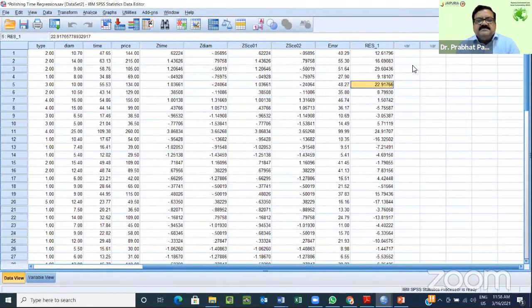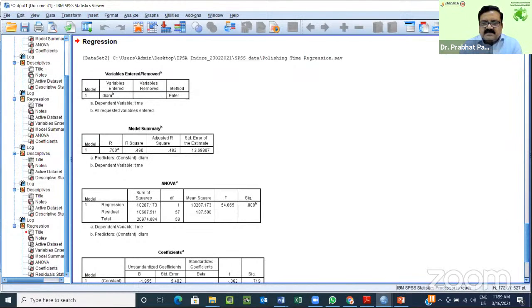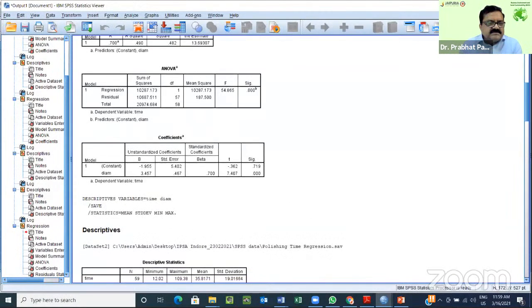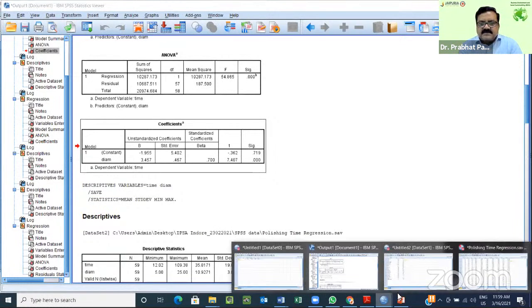So did I make some mistake? Because our manual calculation is very different. Let me go back to the output. Probably I made some mistake in putting in the values. This was the first regression equation. Okay, so I put the wrong values actually. I had taken them from some other regression equation. So it has to be equal to time minus 1.955. Then it has to be minus 3.457 diameter. So let me calculate it once again for you.